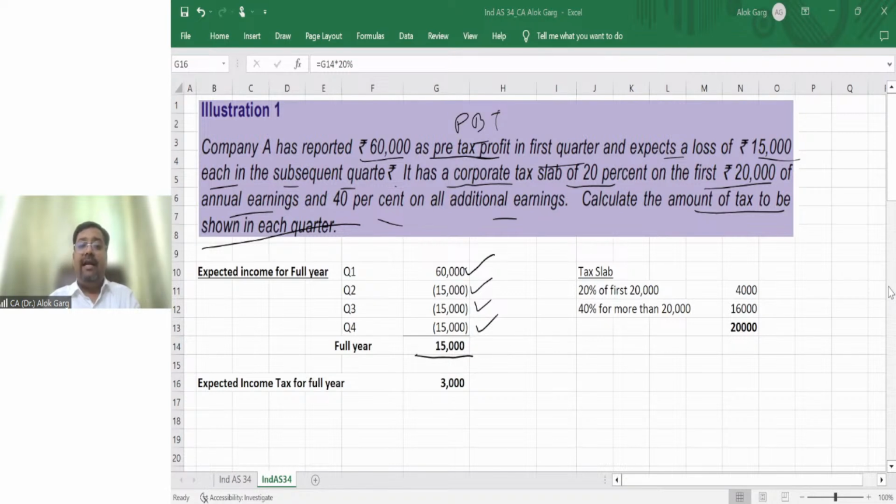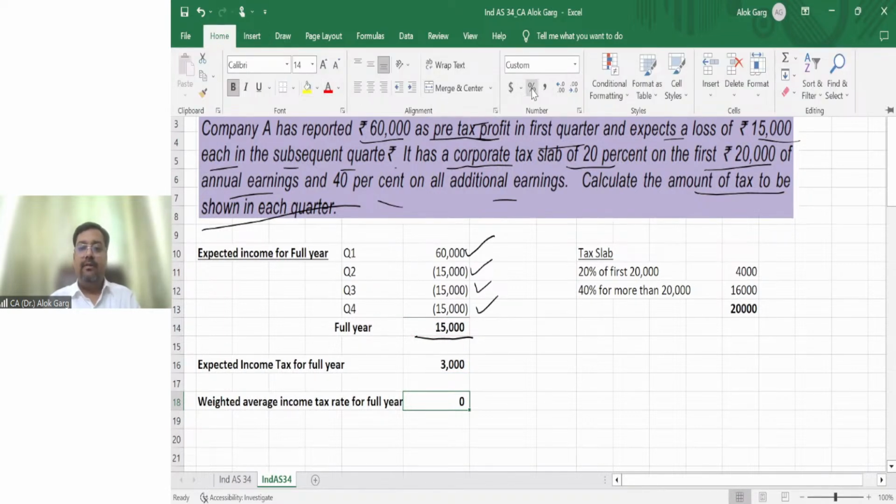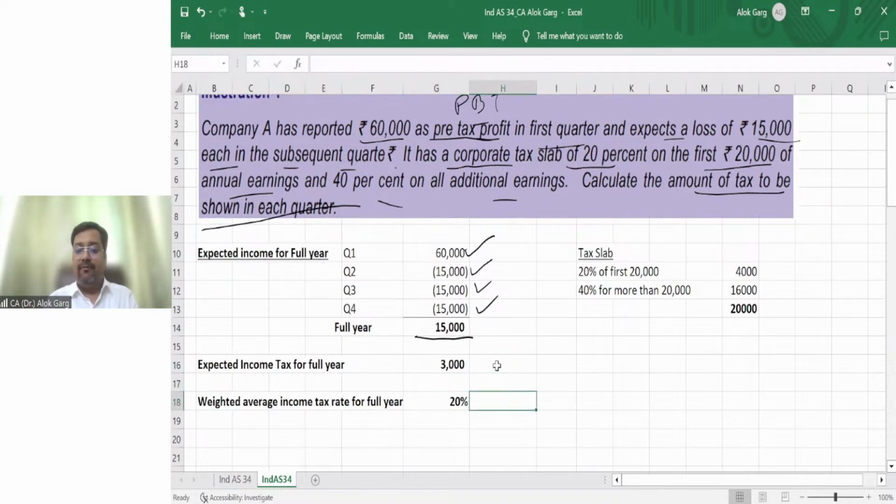So what is my weighted average rate of income tax for the full year? 3,000 divided by 15,000. What is that? That is 20%, no? 3,000 divided by 15,000 is 20%, which means my total weighted average rate is coming out at 20%, right?